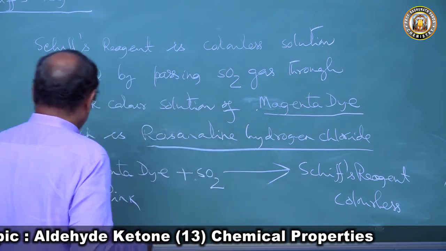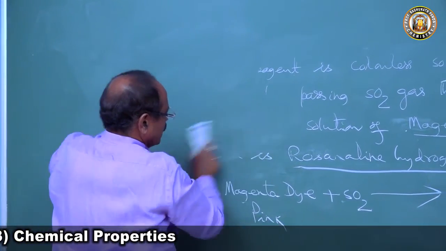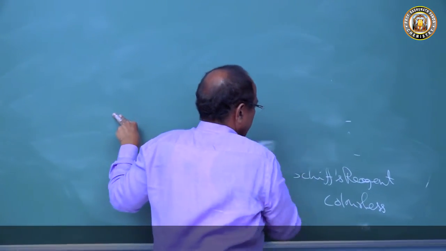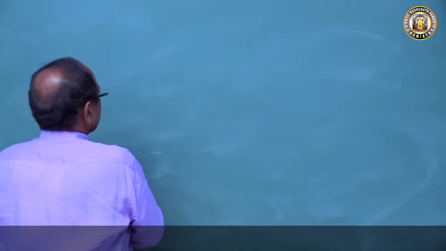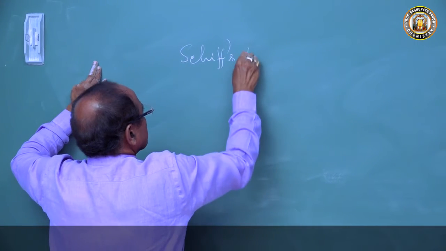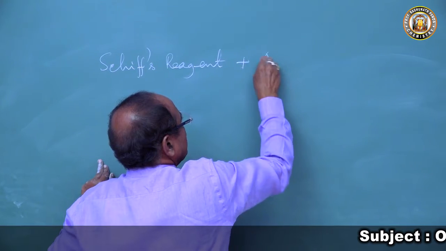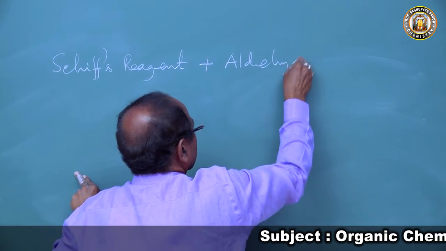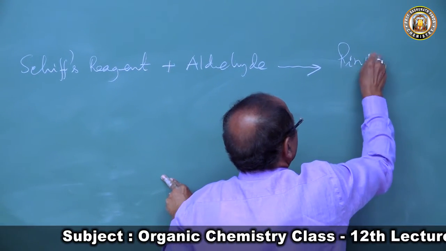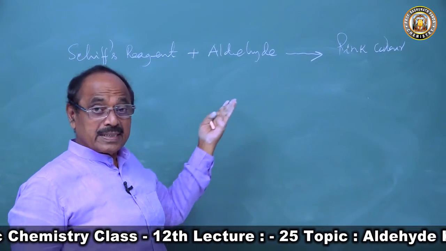That means we take this Schiff's reagent and add aldehyde to that. To that we add any aldehyde, formaldehyde, acetaldehyde, propanal, butanal, any aldehyde you add, you will get back the pink color. So this is a test.